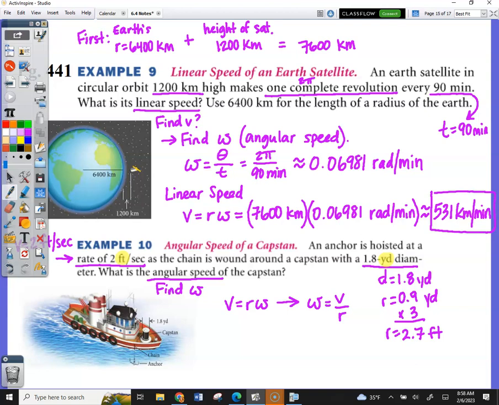All right, now it's just a matter of plugging it in. So I'm going to copy the formula right here. Omega equals V over R. They told me V was 2 feet per second, and the radius is 2.7 feet. So 2 divided by 2.7. I told you to get used to ugly numbers. 0.7407. Think back to what you were trying to find. You were finding the angular speed. So this is radians per second. And that's the answer. Ooh, that's ugly.